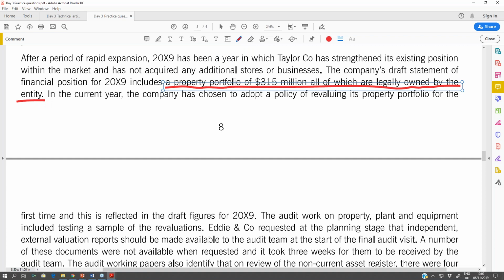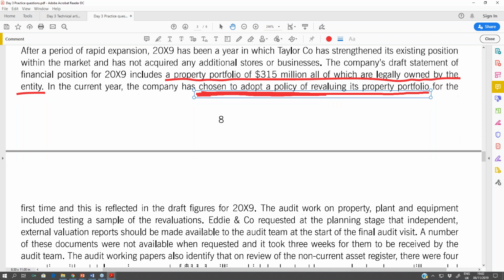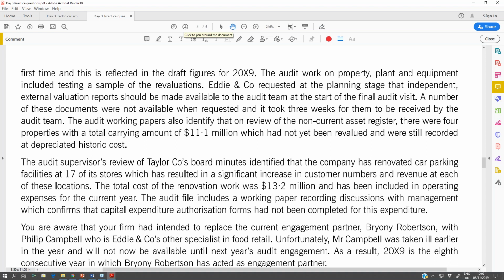In the current year, the company has chosen to adopt a policy of revaluing its property. That's fine. The company has a choice whether to recognize them at cost or to adopt a policy of revaluing its property portfolio. During the year, they've chosen to revalue, so that's a right policy, nothing wrong with that. IAS 16 gives you permission to record your properties at the revalued amounts for the first time, and this is reflected in the draft figures for 20X9.